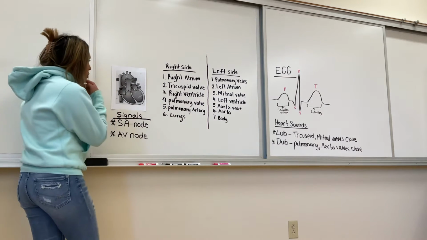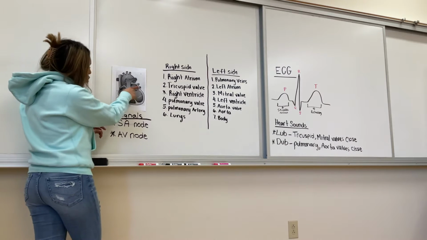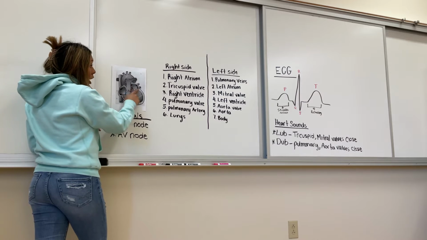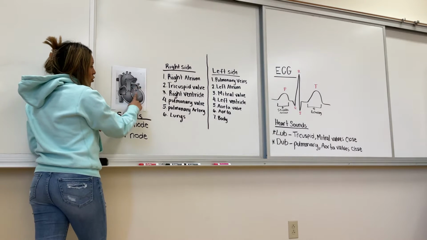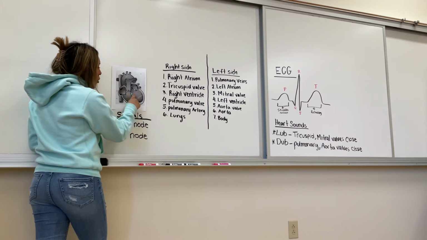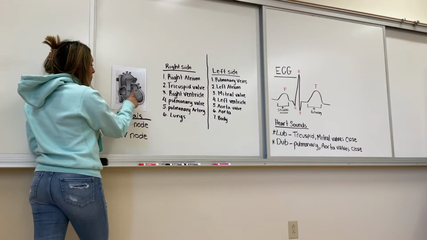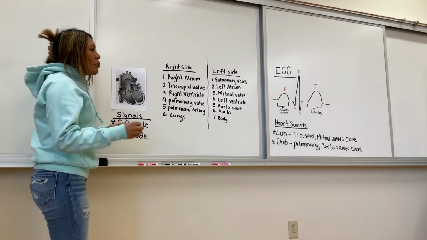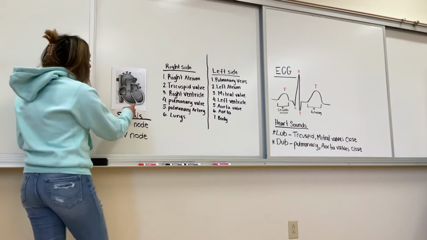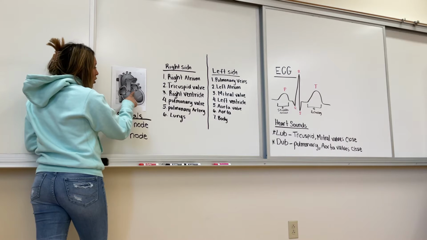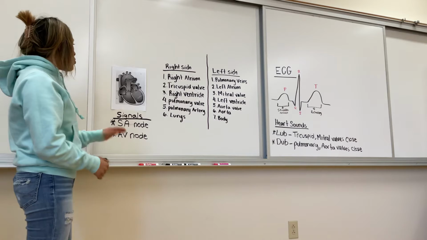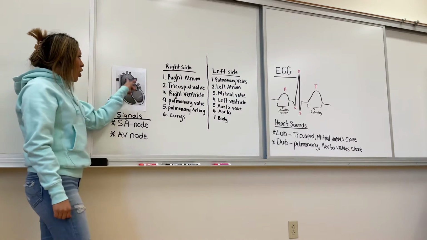So the left side, we have pulmonary veins. These two are the pulmonary veins. Blood enters through there, and then it goes to the left atrium, through the mitral valve, to the left ventricle, and then it pushes the blood to the aorta valve, which is this section. And when it pushes it to the aorta valve, that's when the heart usually contracts. So then once it's past the aorta valve, it goes through the aorta and to the rest of your body. So that is how blood moves through the heart.